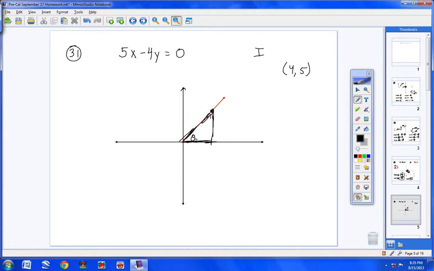Here's theta right here. Now, I go over 4, so this is 4. I go up 5, so this is 5. And now we have to find our hypotenuse. I'm going to go ahead and do it off to the side over here.